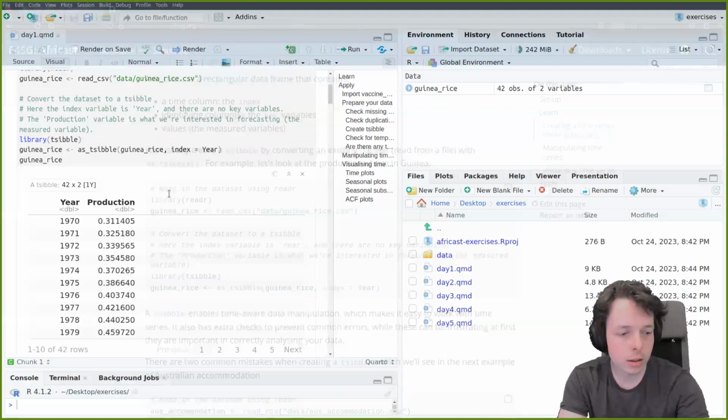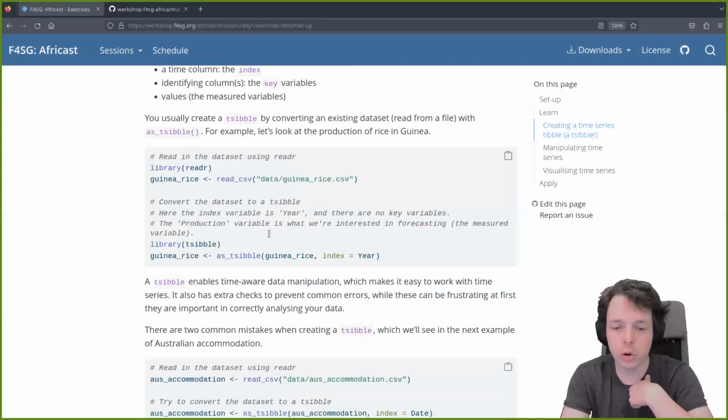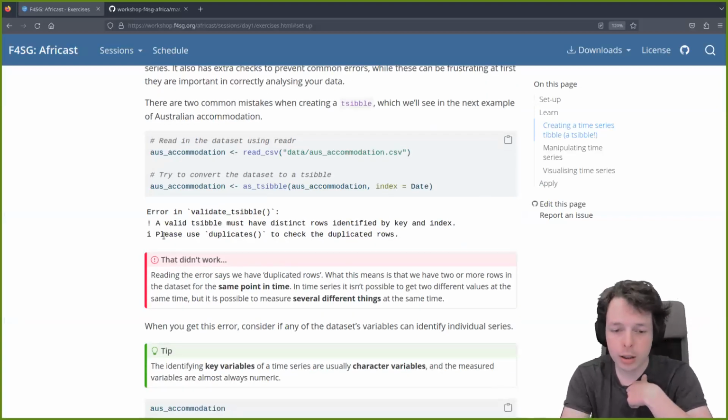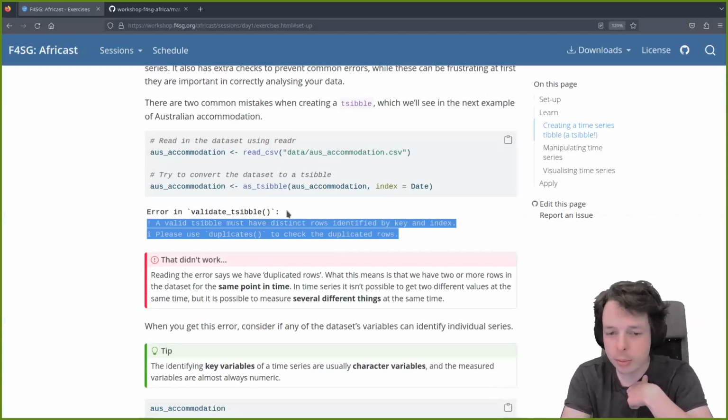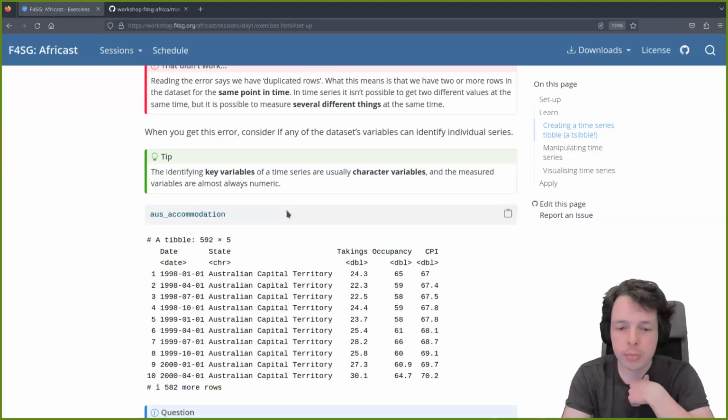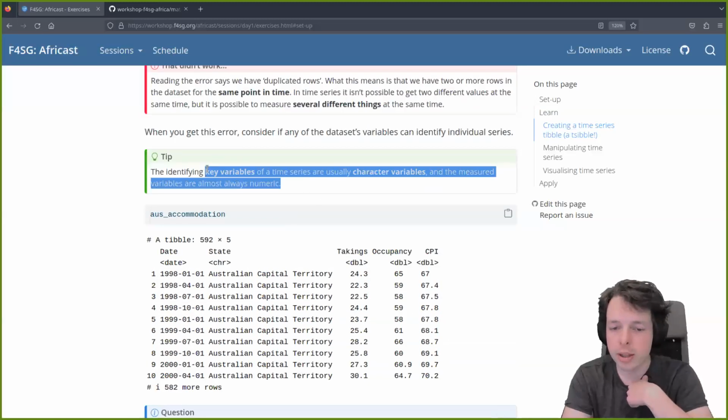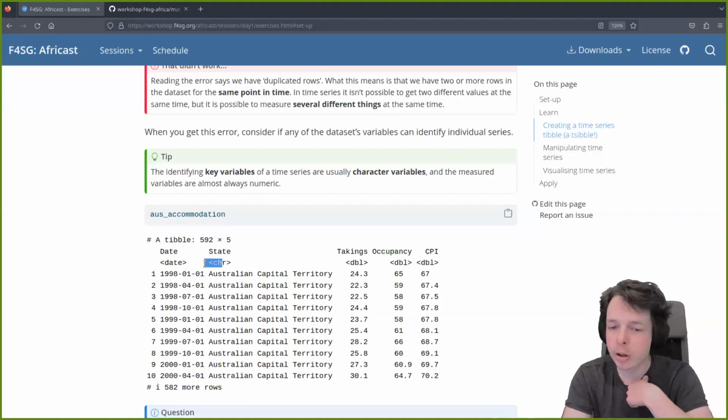Continuing on with this exercise, which you'll do with your mentor, you'll see there's some guidance on some problems you might encounter, but there's also some tips for some common things. So we talked about how the key variables like state is often a character variable. So there's a tip for that here. And the measured variables, takings, occupancy, and CPI, are almost always numeric.